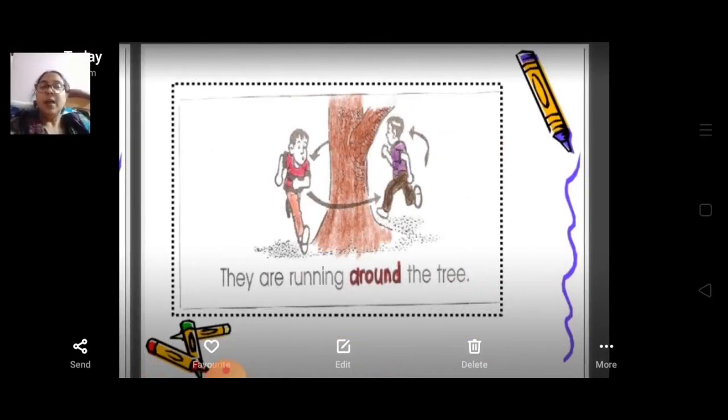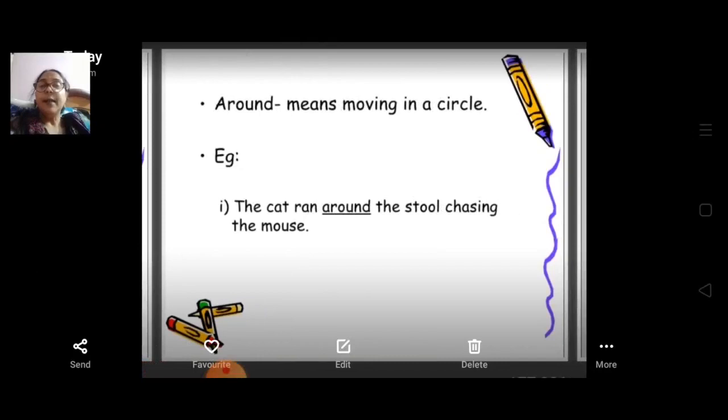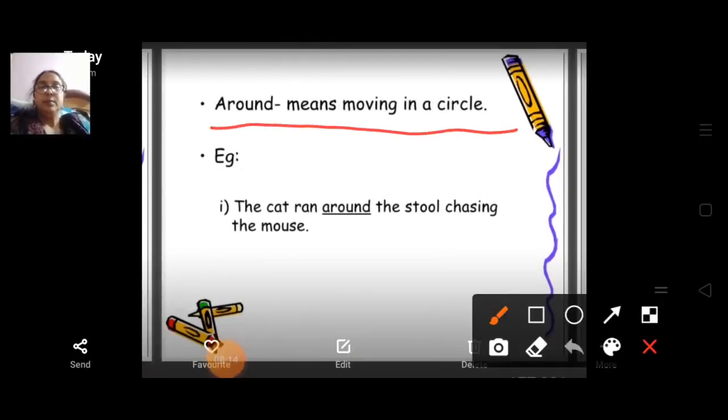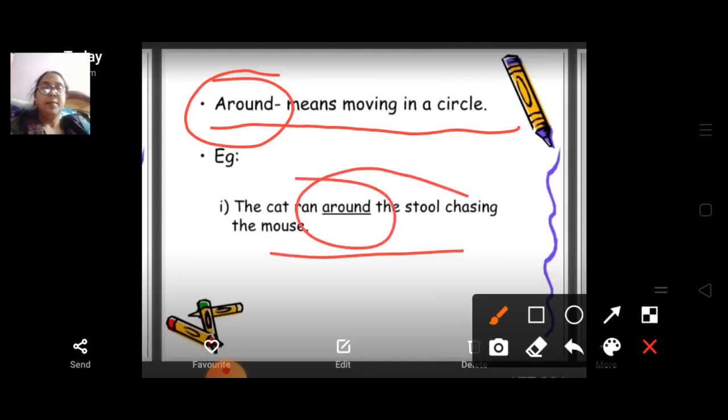They are running around the tree. It means they are moving round from a particular tree. So they are running around the tree. Around means moving in a circle. Moving in a circle is called a round. For example, the cat ran around the stool chasing the mouse. It means the cat was running or moving in a circle around the stool chasing the mouse. So this is, you can say, the best example.